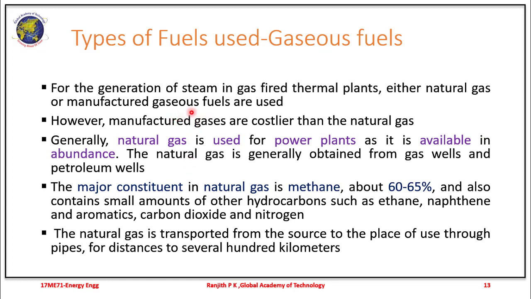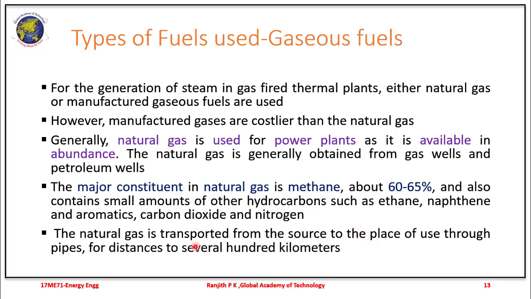In case of gaseous fuels, either natural gas or manufactured, that is artificial, gaseous fuel is used. However, it is generally seen that manufactured gases are a little costlier than natural gas, and natural gas is usually easily available and abundant in nature, and is usually obtained in gas wells and petroleum wells. The major constituent of natural gas is methane, containing about 60 to 65% carbon and small amounts of hydrocarbons.